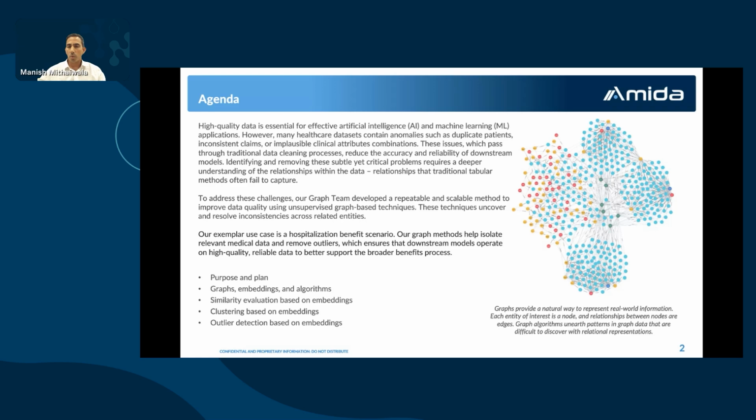In this presentation, we're going to apply this approach to a hospitalization benefit scenario. When someone is admitted as an inpatient, it can affect their eligibility for expanded benefits. Our graph approach helps group related hospitalizations and flag ones that don't fit the pattern so we can avoid training models on bad data. We hope that our approach to outlier detection leads not only to better AI and ML models in general, but to improved patient outcomes overall.